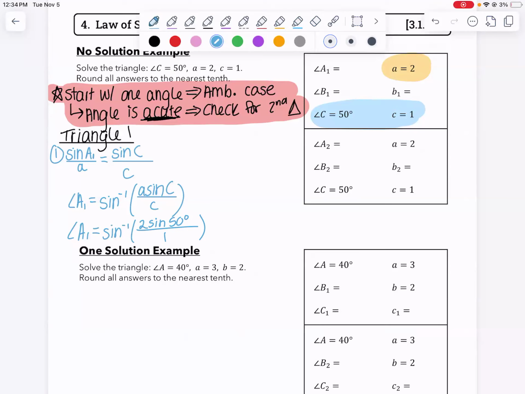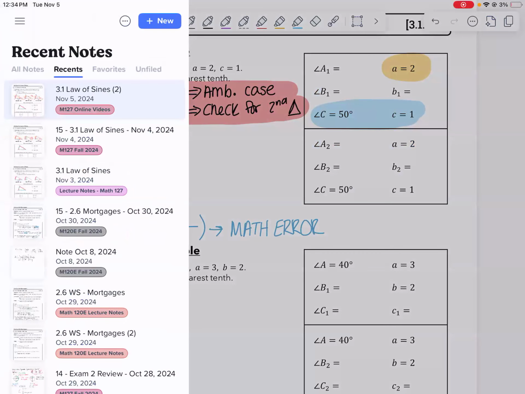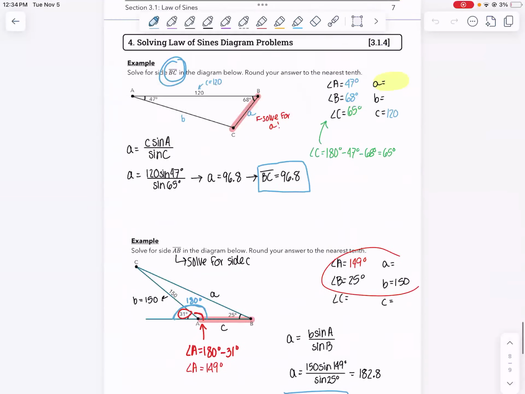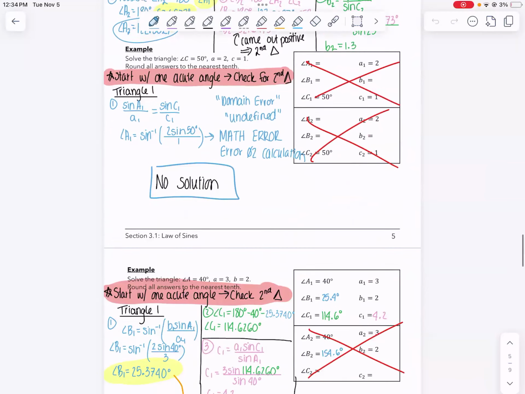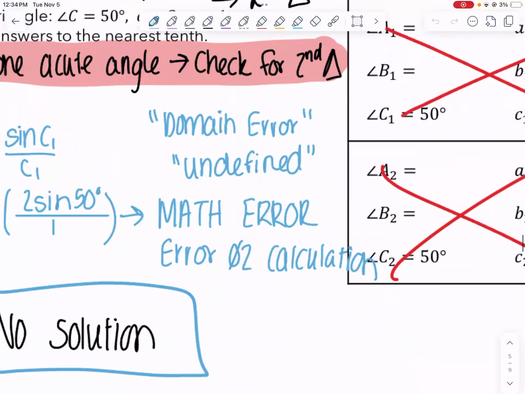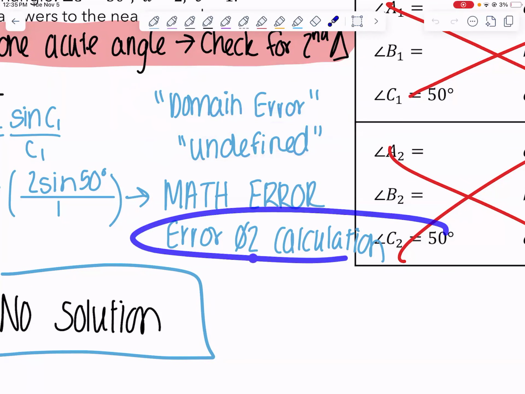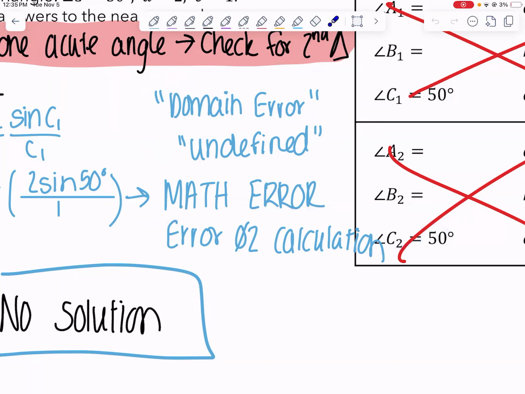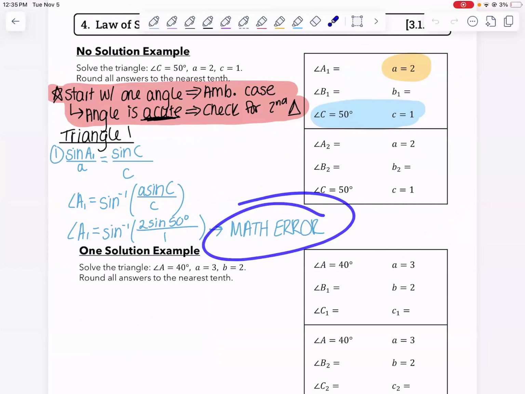If you plug this into your calculator, you should get a math error. Pay attention to what your calculator says here. My calculator says math error. Your calculator might say something different. We came up with a few different ones that people's calculators showed in my class. One person said domain error, another said undefined, another said error. Pay attention to whatever your calculator is saying, because that is the thing you need to know. If you come up with a math error, that means it's an impossible triangle.